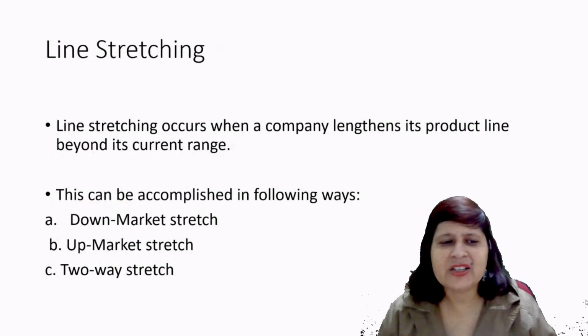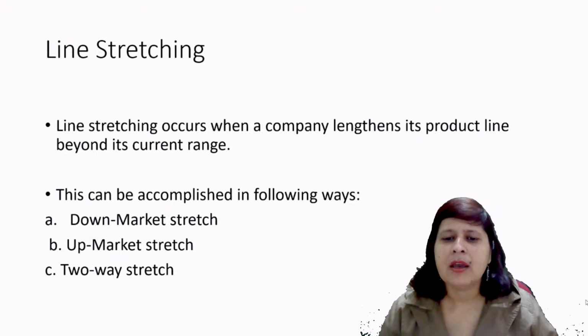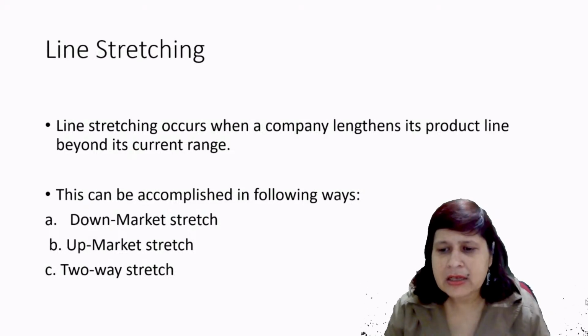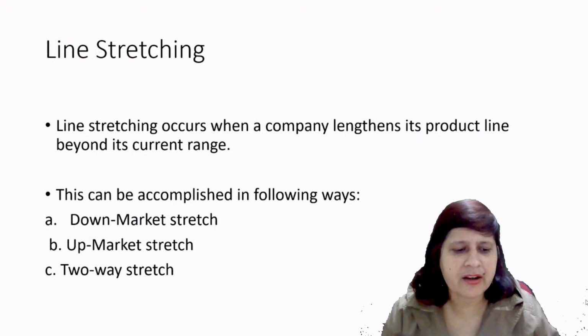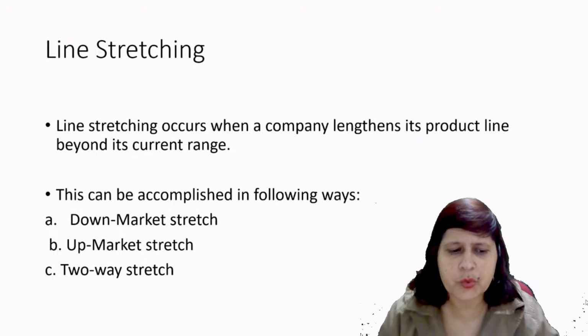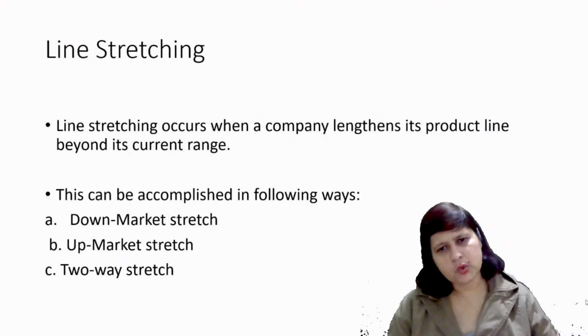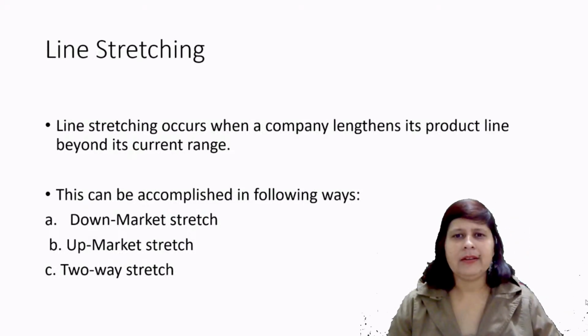What is line stretching? Line stretching occurs when a company lengthens its product line beyond its current range, and it can be accomplished in two ways: down market stretch, up market stretch, and two-way stretch. That's all for today.